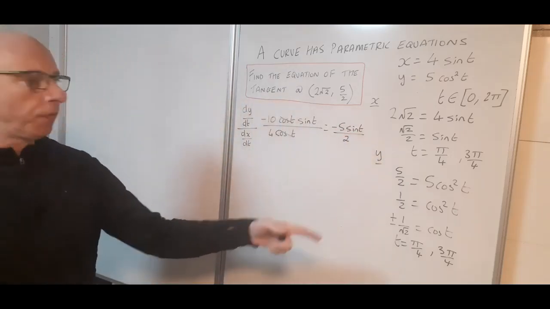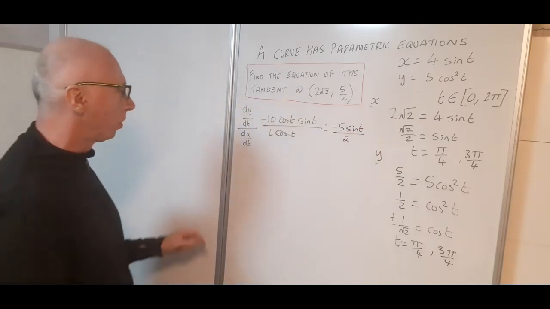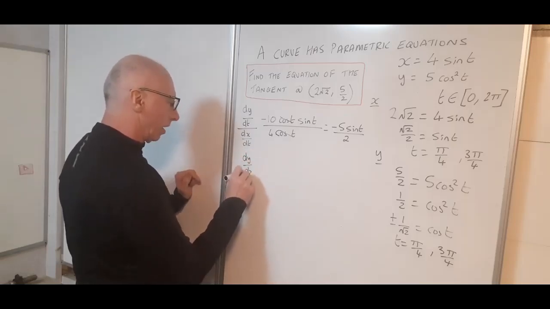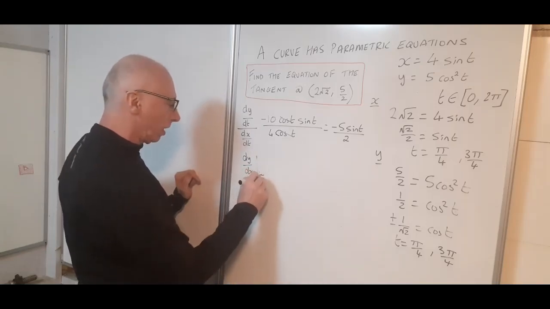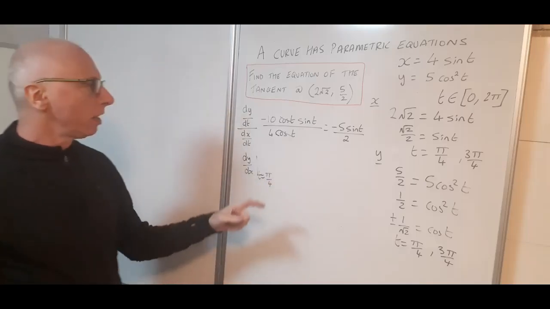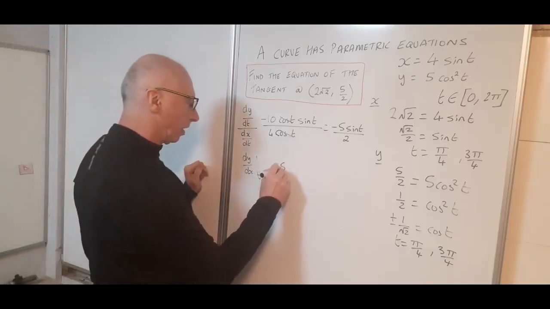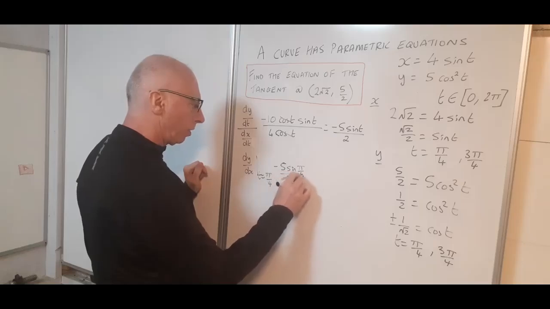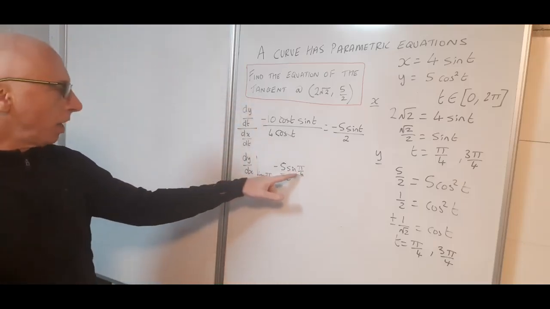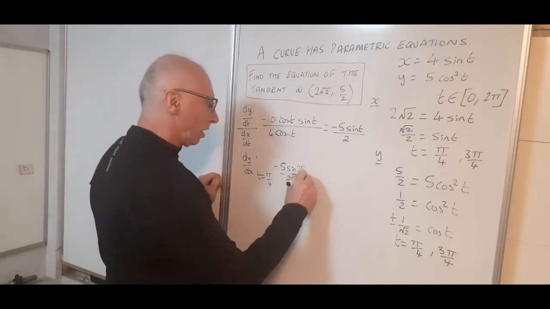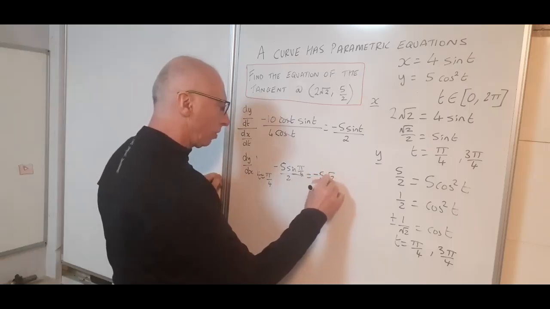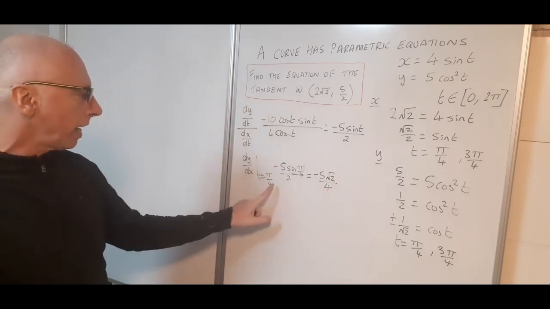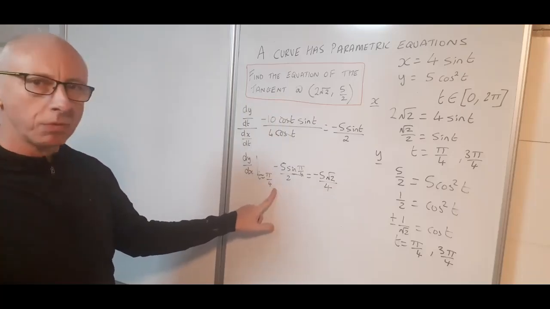So now let's try pi over 4 and 3 pi over 4. Let's do dy/dx for t equals pi over 4. That gives me minus 5 sine pi over 4, over 2. Sine of pi over 4 is root 2 over 2. So that gives me minus 5 root 2 over 4. So that's my gradient at t equals pi over 4. That's basically what we've just calculated.